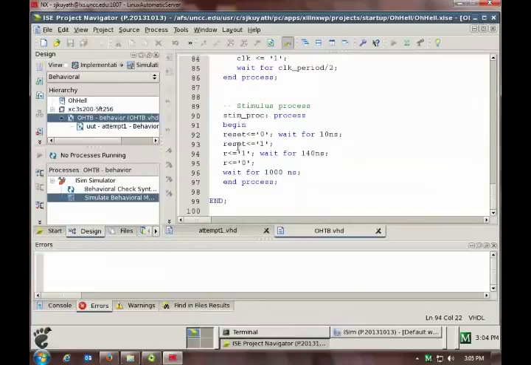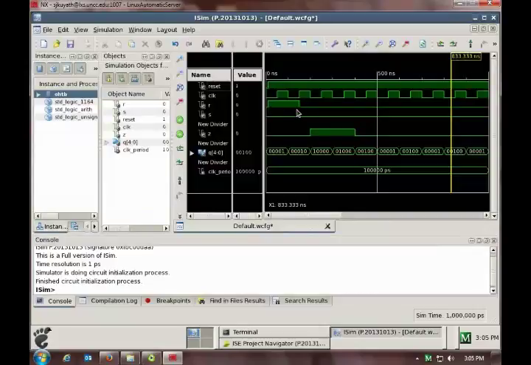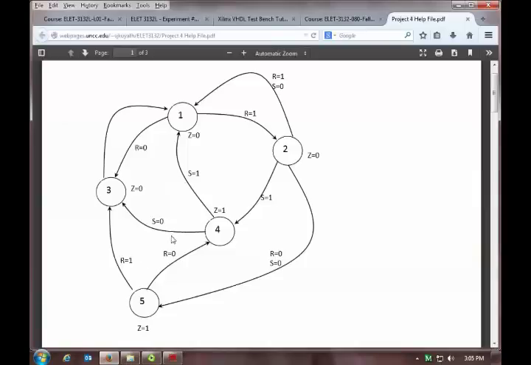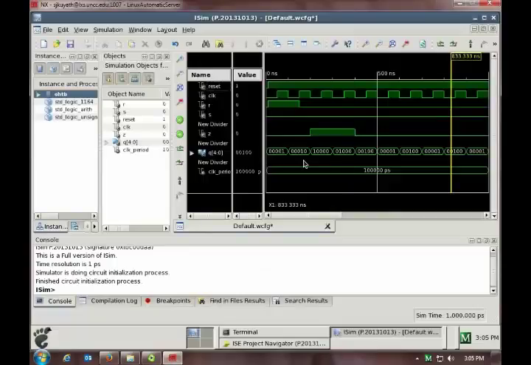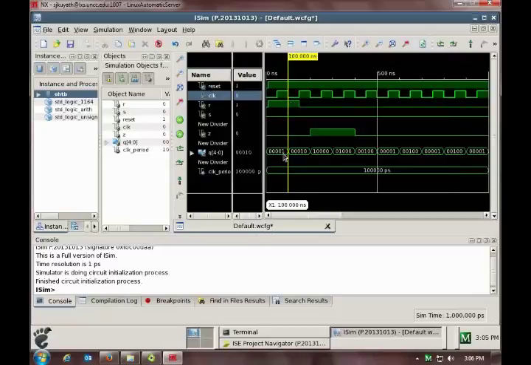No big deal. Then here, at this part of the clock, it sees that R is a 1. And according to this diagram, if R is a 1, I should be going from state A to state B, and Z should be 0. So here I'm seeing that I go from state A, and right here, I'm going from state A to state B, and my output Z is still a 0.